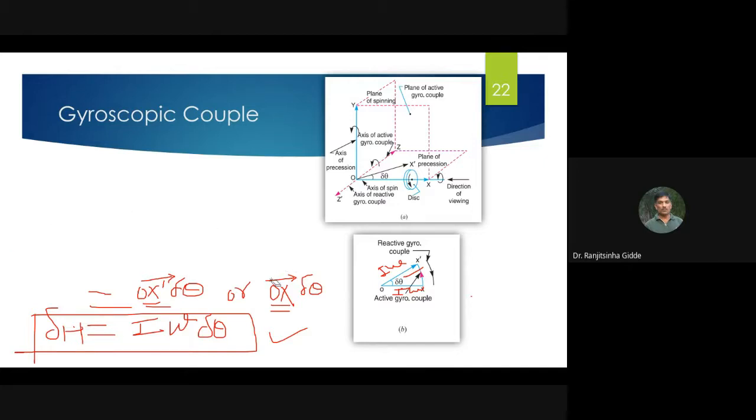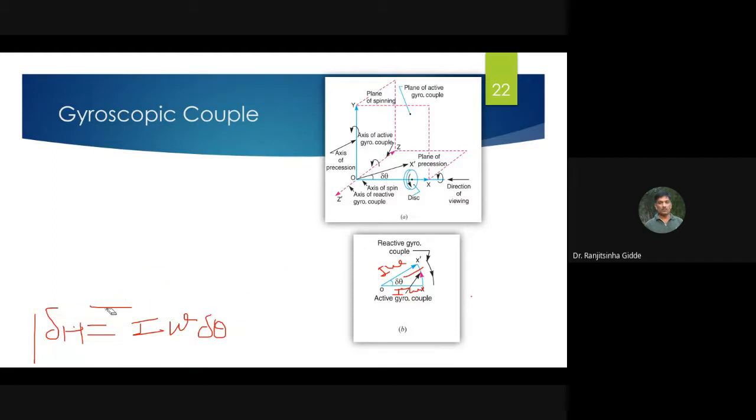Up to this completed? Completed? Ajay, done? Yes, sir. Okay. Thank you. Next line you can write. Now this is delta H, change in angular momentum.